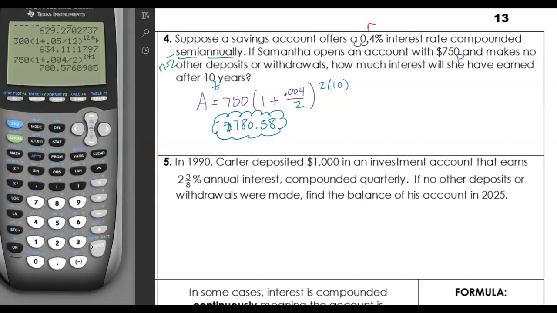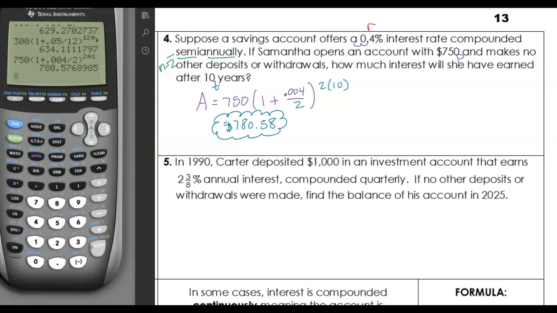This is my amount, right? What's wrong? What do I need to do further here? What is it actually asking for in that last sentence? Yes, guys, you do need to subtract. All it wants is to know how much interest she's earned.